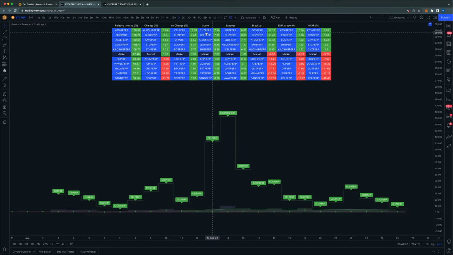So this is one of the first things you do. Obviously, check out relative volume, have a look at average change, and then the scoring system here. You definitely want to investigate these pairs and just see if there's a healthy trade in there.